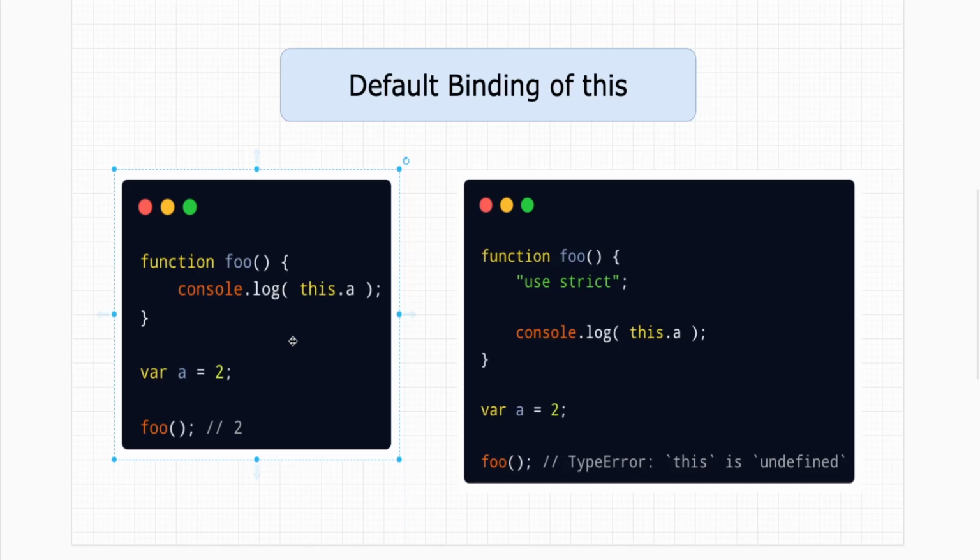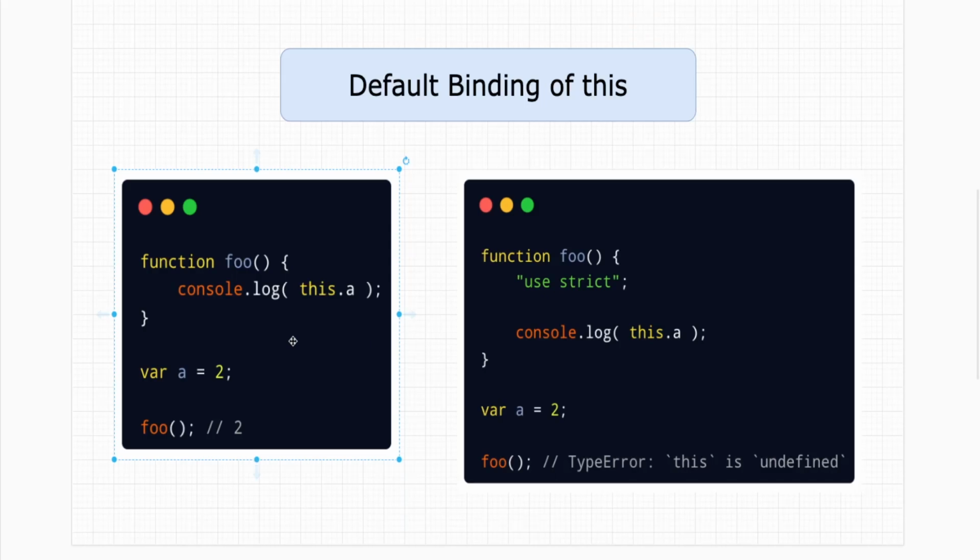So this is the default binding of the this keyword. When we invoke the function at the root level of the script, the value of this refers to the global object, and that is the window object. So this is the default case. Now what happens when you are running the script in strict mode? In that case the behavior is a little bit different. Instead of assigning window to the this keyword, the JavaScript runtime assigns undefined to the this keyword.